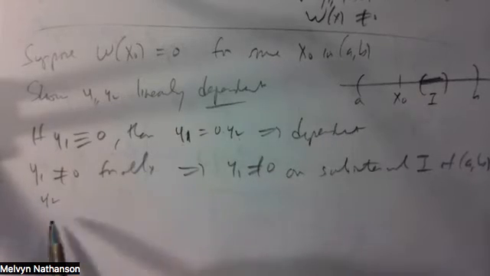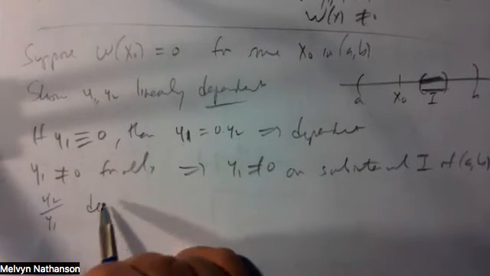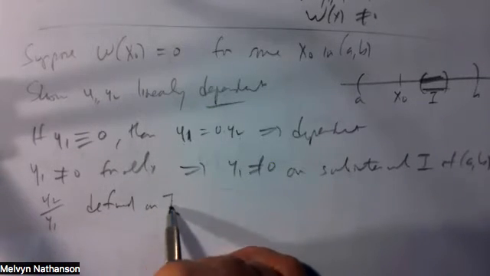So this is something to understand, and again, I'm following the text very closely here because the arguments are a little bit subtle. This is something you have to think about. It's not instantaneously obvious. So y1 is not 0 on this subinterval. So y2 over y1 is defined on this subinterval I.